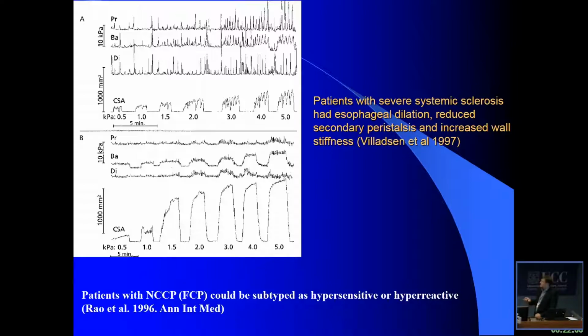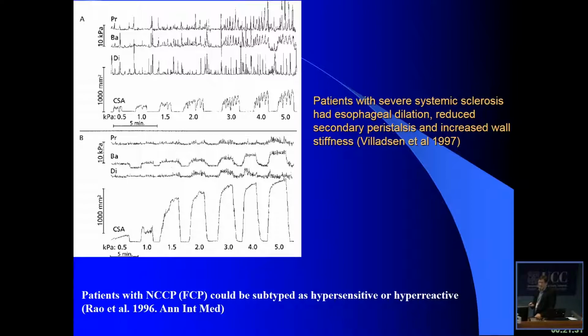An example here from a study in patients with severe systemic sclerosis. The upper tracing here is from a normal subject, so we would do a balloon distension here. This would be the cross-sectional area during a series of different distensions with preset pressures. This would be the proximal pressure, the balloon pressure, and the distal pressure. And as you can see, there's quite a lot of secondary peristalsis being evoked by the balloon distension.